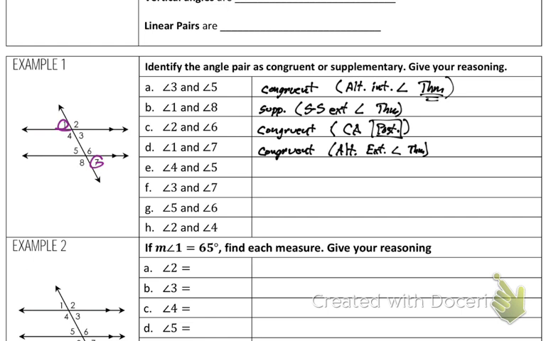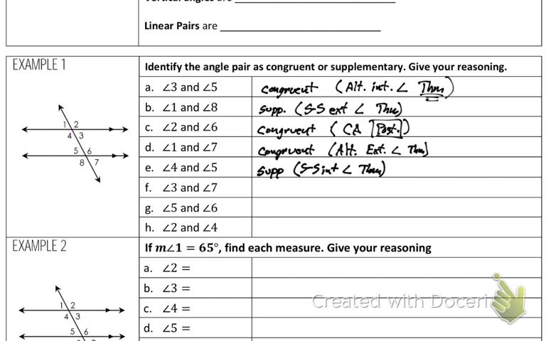When I look at 4 and 5, those are same side interior. They're not corresponding. Corresponding would be something like 4 and 8 or 5 and 1. They're not corresponding. They're same side interior. Same side interior angles are supplementary. So 4 and 5 should have been supplementary. We use same side interior angle theorem.